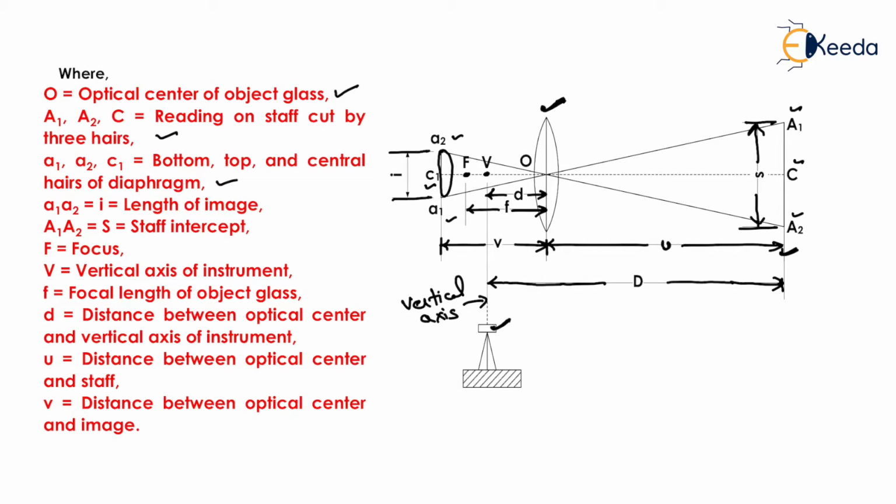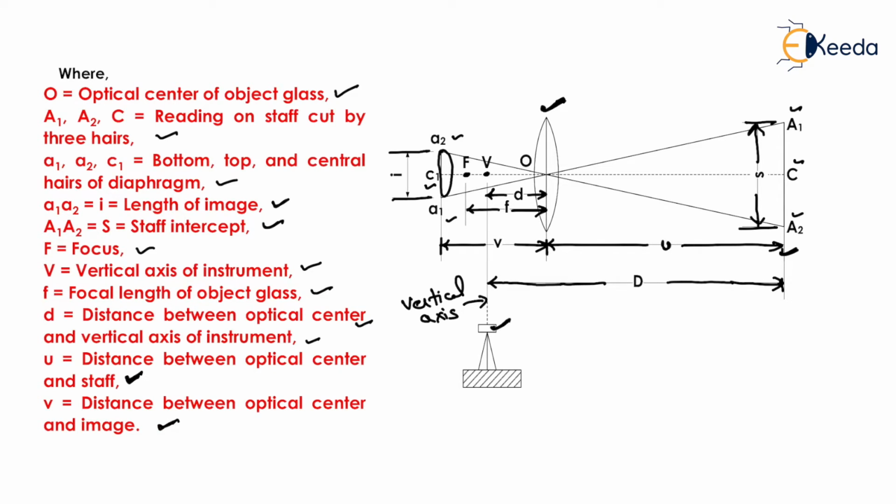Small a1 a2 is equal to i, that is the length of image or stadia interval. Capital A1 A2 is the staff intercept, that is capital S. F is the focus. V is the vertical axis of the instrument. f is the focal length of the object glass. d is the distance between optical center and vertical axis of the instrument. We need to compute the value of capital D, for which small d will be required. U is the distance between optical center and the staff, that is the object distance, and V is the distance between optical center and image.